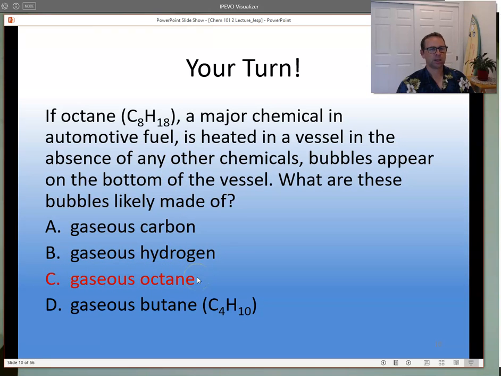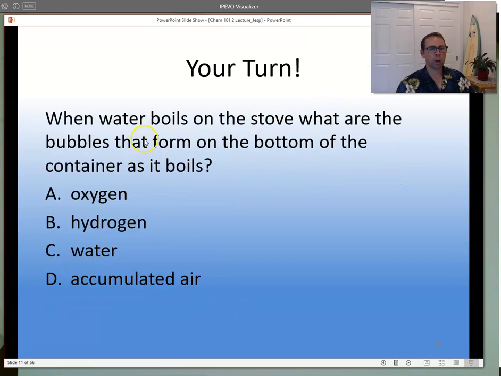The answer is C. So if you heat a chemical in the absence of any other chemicals and it begins to bubble, those bubbles are going to be gaseous, whatever it was. Generally, when you take something that's liquid and heat it in the absence of any other chemicals, it will begin to boil. Okay, very good. When water boils on the stove, what are the bubbles that form on the bottom of the container as it boils? Oxygen, hydrogen, water, accumulated air. Water. Very good. Great.